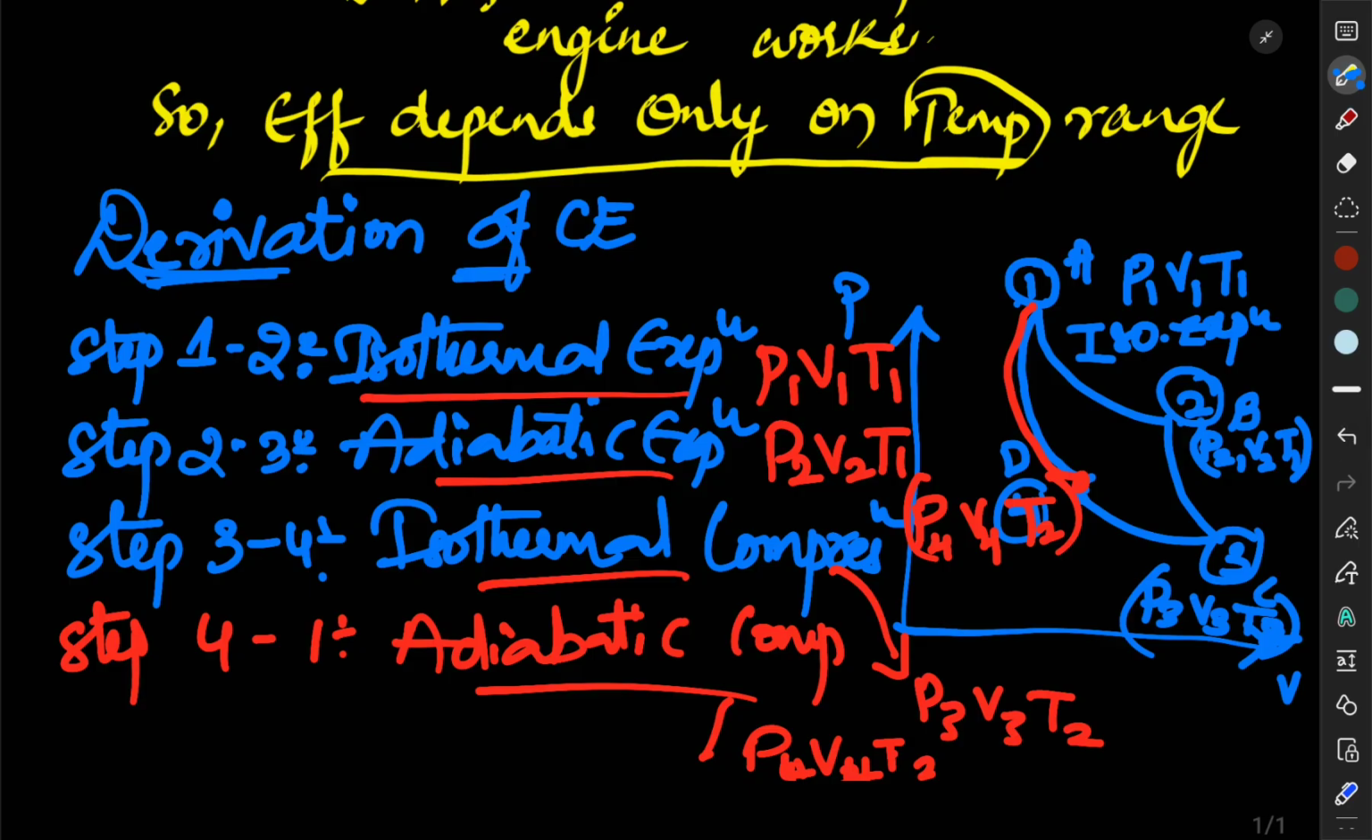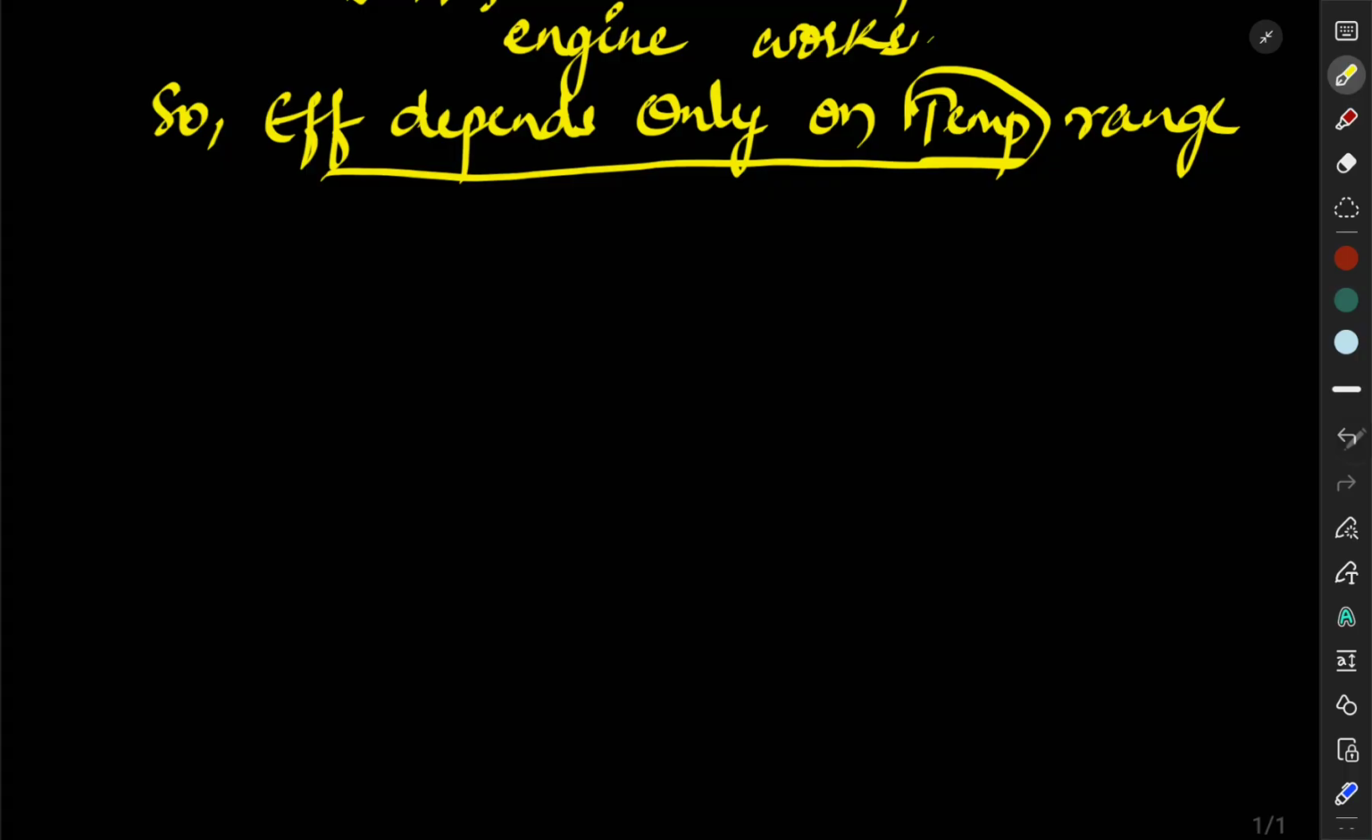Now suppose we have a hot reservoir at temperature T1. Let me draw here. This is T1, and a cold reservoir at temperature T2. This is the cold reservoir.